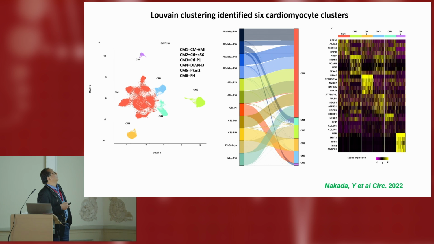And let's look at the Leuven clustering, which identified 6 cardiac myocyte clusters as shown here. In particular, cluster 6 is the fetal heart. It's all here. And cluster 5 is PCAM2 activated heart. It's a completely different subpopulation. And all these injured hearts are CM3. So CM3 is the fetal P1 heart, and all the injury are in here. It's the CM1.